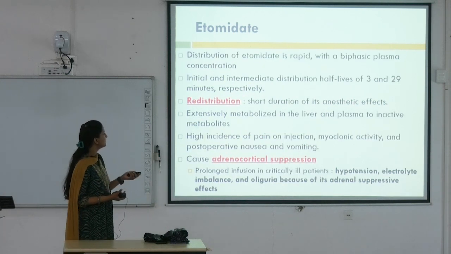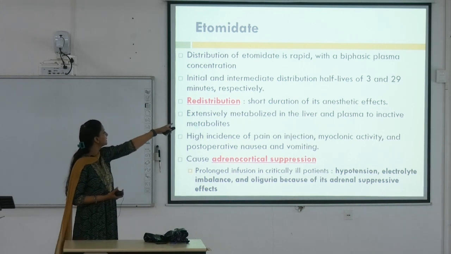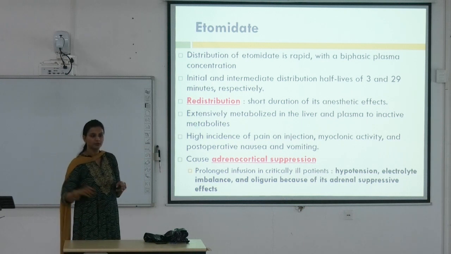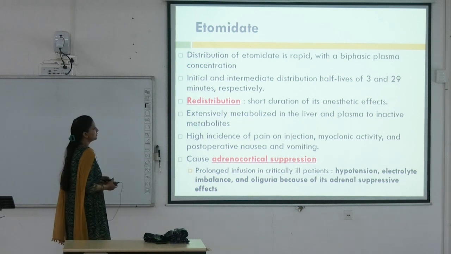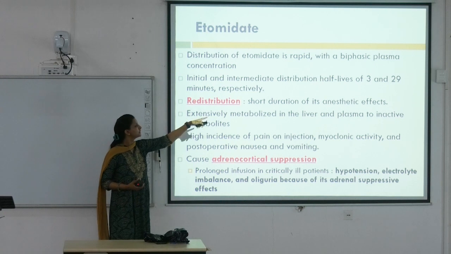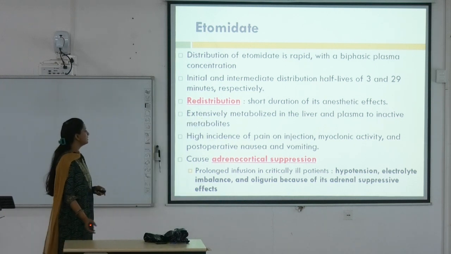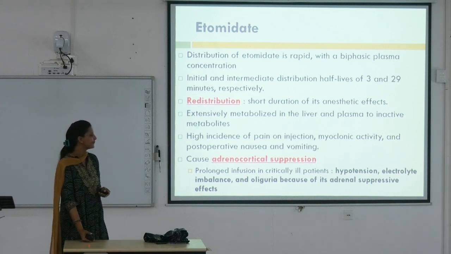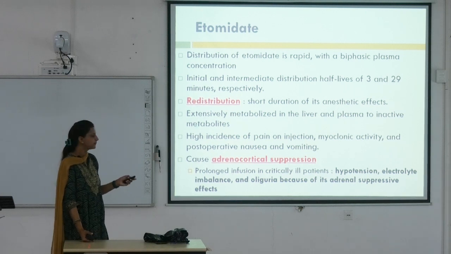Distribution of etomidate is rapid with a biphasic plasma concentration. Biphasic half life দেখো, একটা হচ্ছে 3 minutes আর একটা হচ্ছে 29, so you have two plateaus. Okay, redistribution is the reason for the short duration of its anesthesia. Because of the redistribution of the drug, it has a short duration of action. Okay, it is extensively metabolized in the liver, high incidence of pain on injection, myoclonic activity and post-operative nausea and vomiting is there.